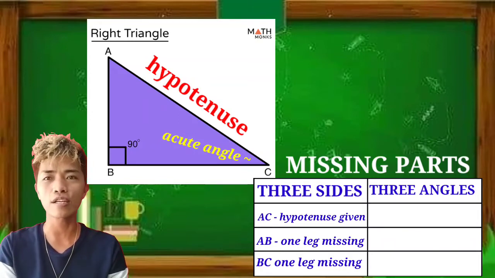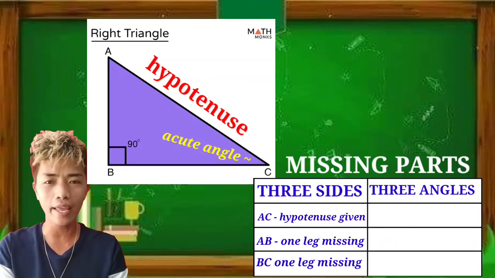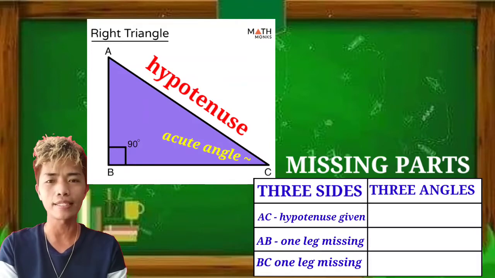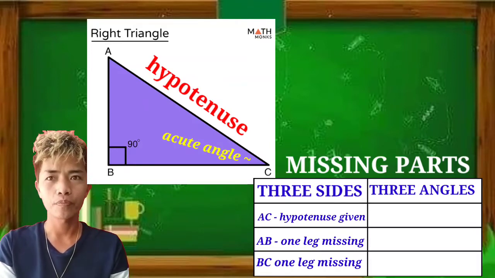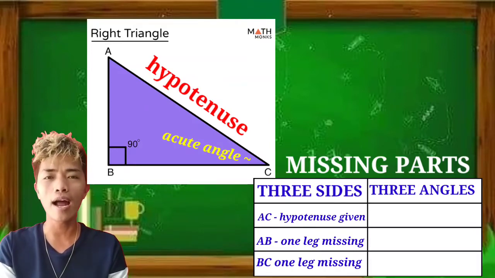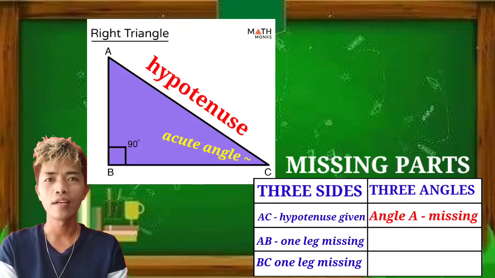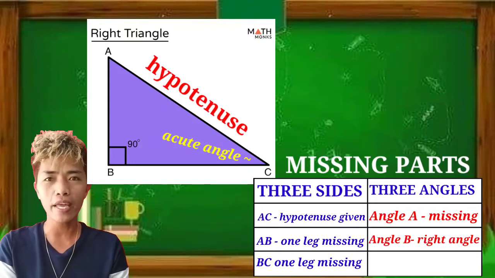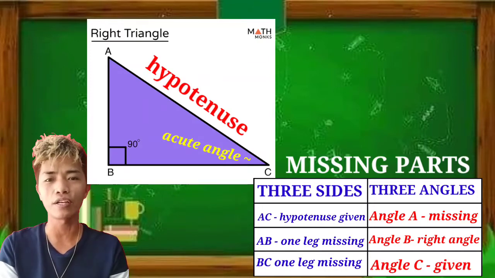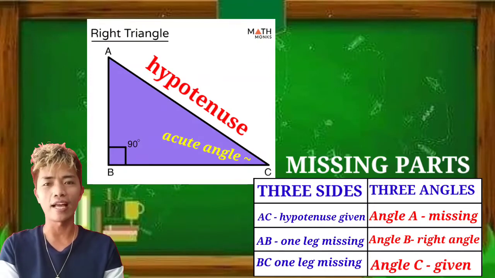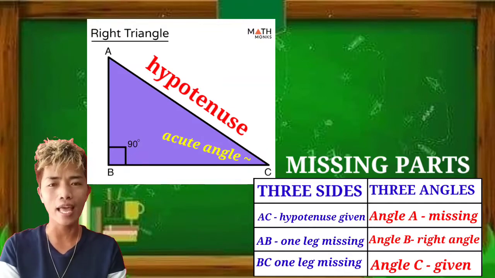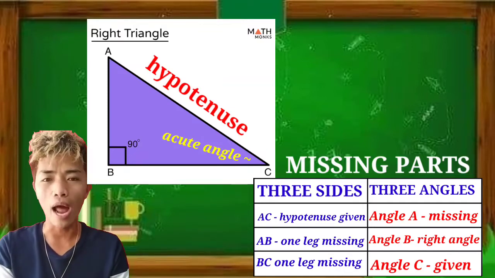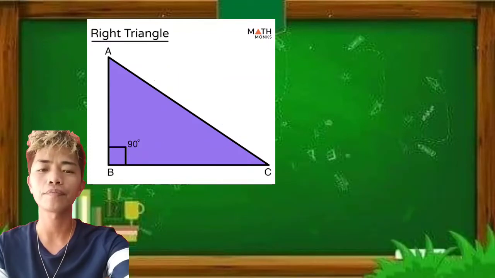Again, the three sides of right triangle ABC are side AB, side BC, and side AC. And what are the three angles? The three angles are angle A, an acute angle, which is missing. Angle B, the right angle. And angle C, another acute angle, which is given. Again, there are three sides and three angles in a right triangle.